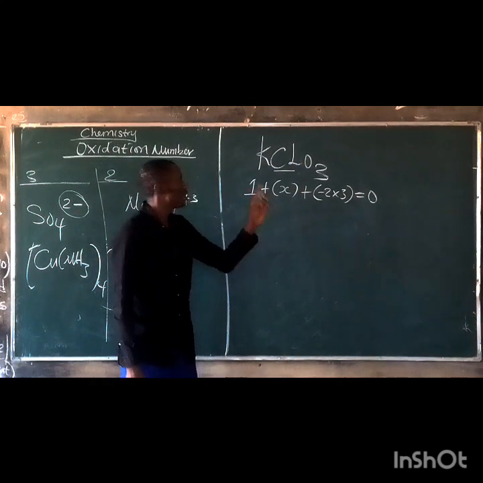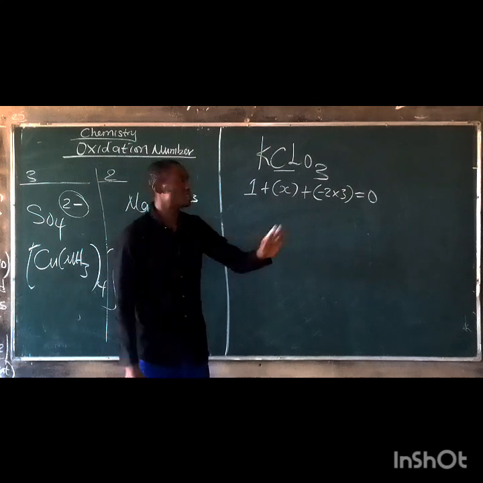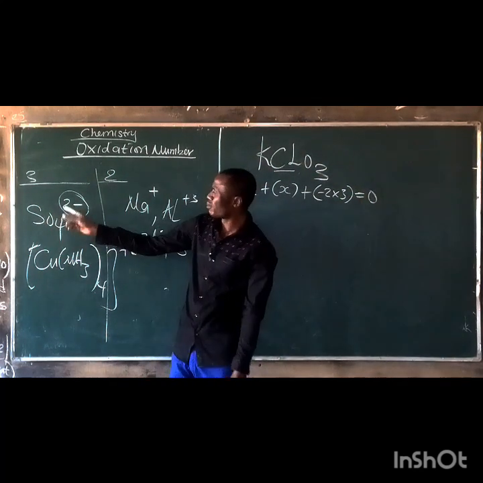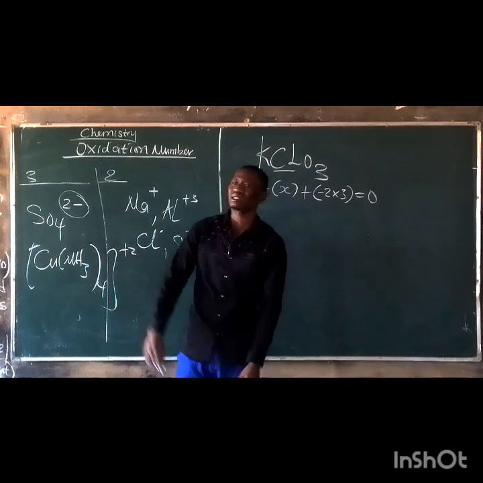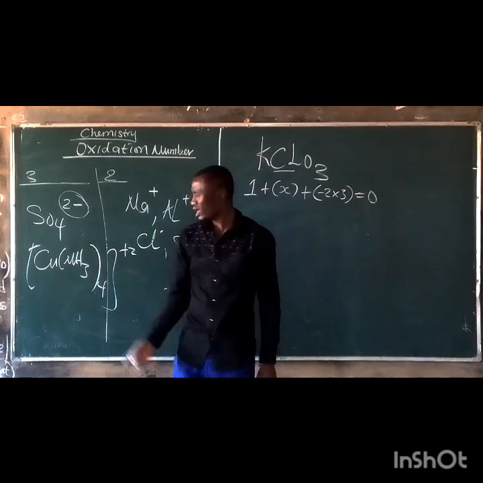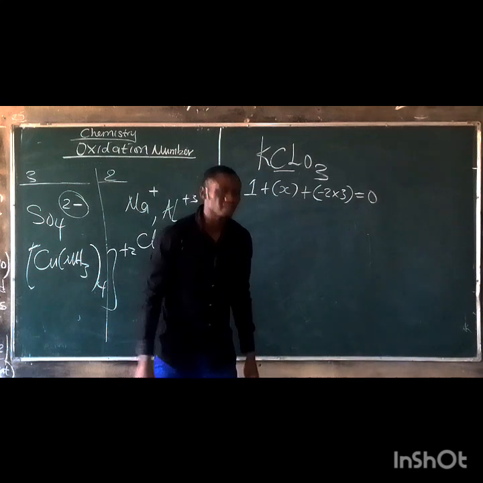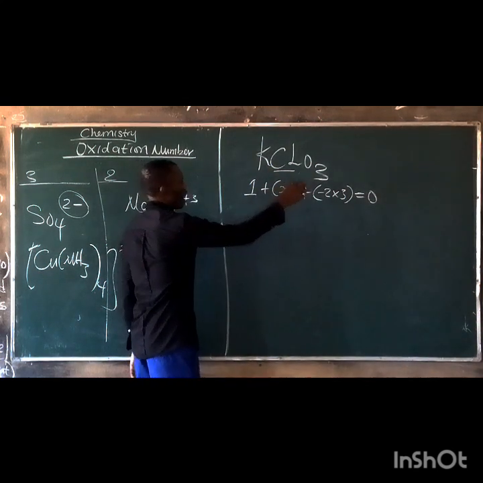Add that to the list. For the compound, the overall charge is 0. You can notice that there is no charge here. And this is a compound. It's not a polyatomic ion, it's not a complex ion, it's not a monoatomic ion. This is a compound. There is no charge in it. 0 charge. Now, that's another rule.